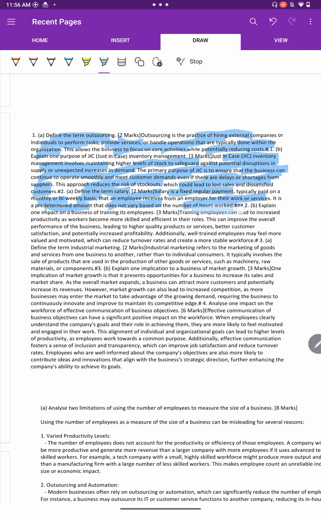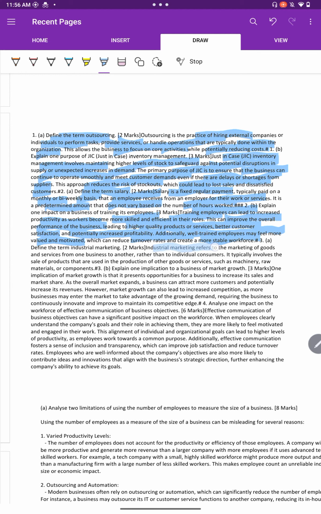So training employees can lead to increased productivity as workers become more skilled and efficient in their roles, and this can improve the overall performance of the business, leading to higher quality products or services, better customer satisfaction, and potentially increased profitability. And additionally, well-trained employees may feel more valued and motivated, which can reduce the turnover rates and create a more sustainable workforce. Third question is define the term industrial marketing.